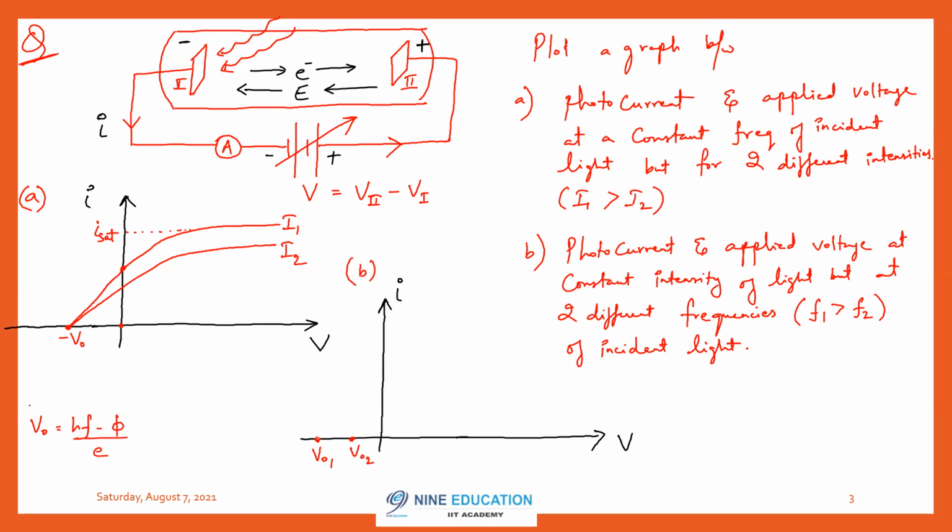You can draw the graph like this. Again, same. Something like this. Where this is the saturation current. Now, final saturation current, does it depend on frequency?